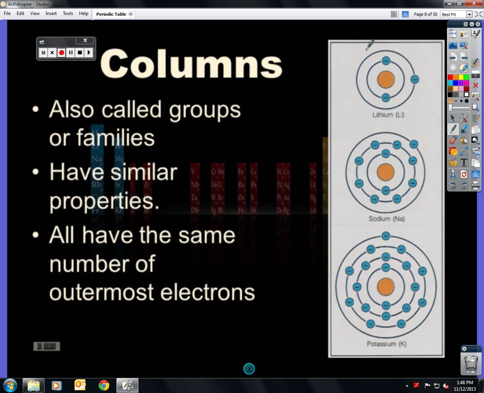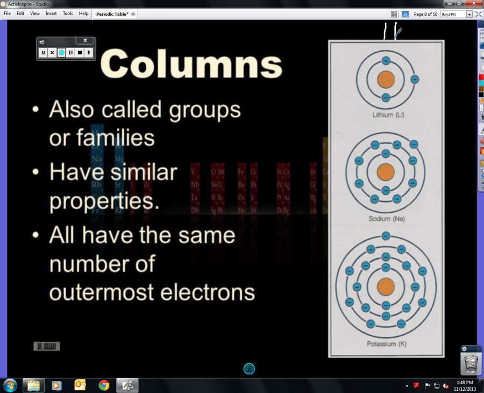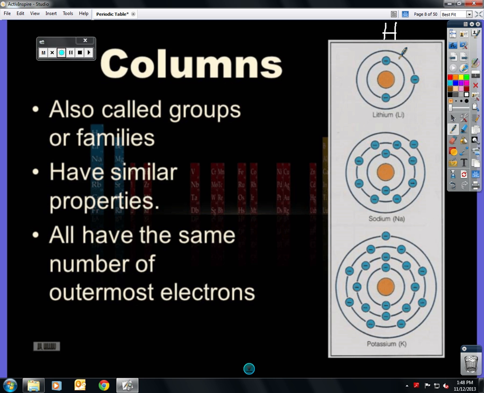A column like the one we see here, lithium, sodium, potassium, above it would be hydrogen. Okay, columns are also called groups, and there are 18 of them on the periodic table. They are in groups because they have similar properties, so a lot of times they are also called families. They look alike, they act alike. They all have the same number of outermost electrons, valence electrons. In this first family, you can see they all have 1. Okay, so we're looking at the alkali metals.